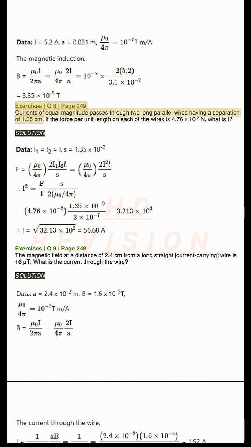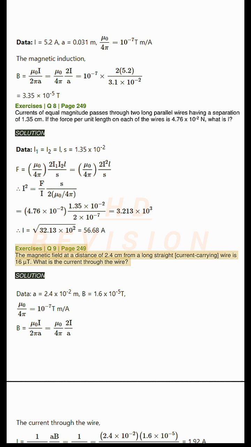Currents of equal magnitude pass through two long parallel wires having a separation of 1.35 centimeters. If the force per unit length on each of the wires is 4.76 x 10⁻² N, what is I? Solution. Exercises Q9, page 249.